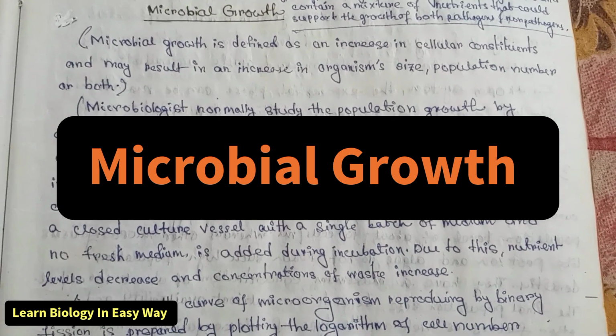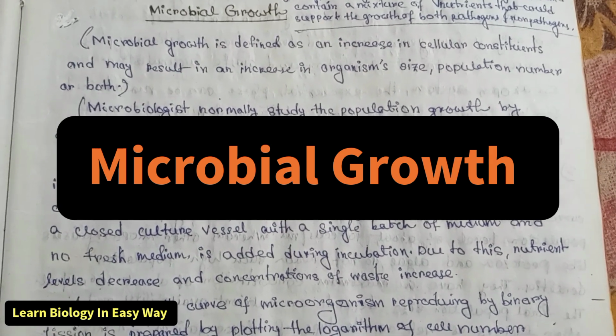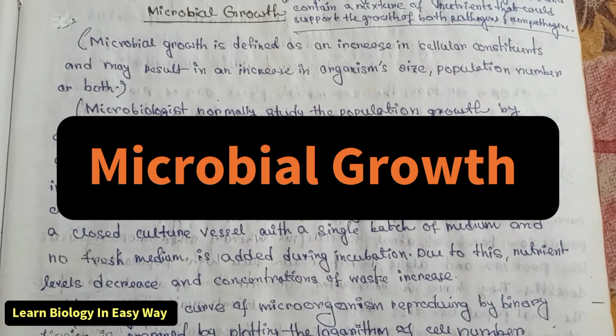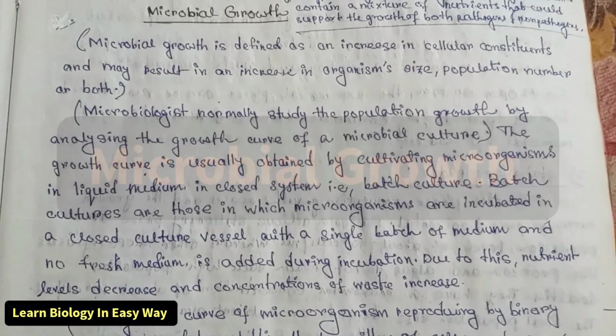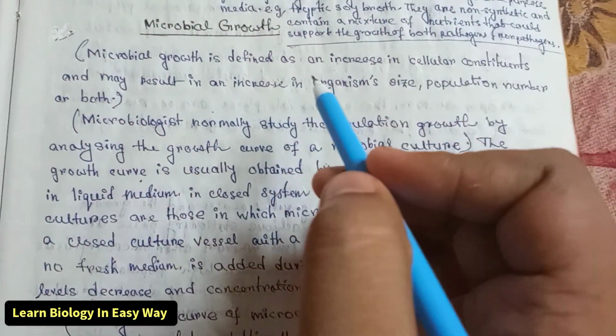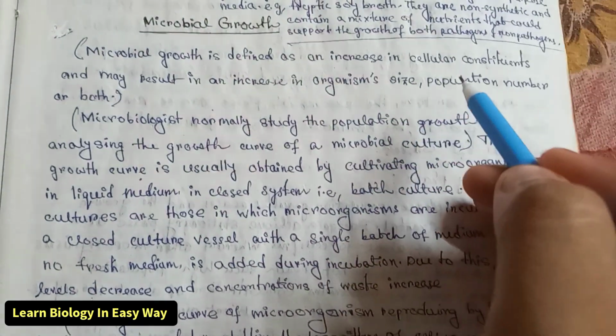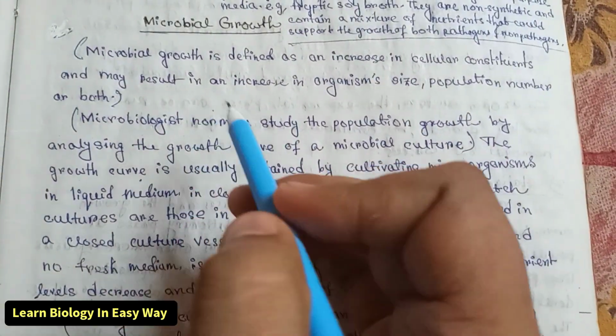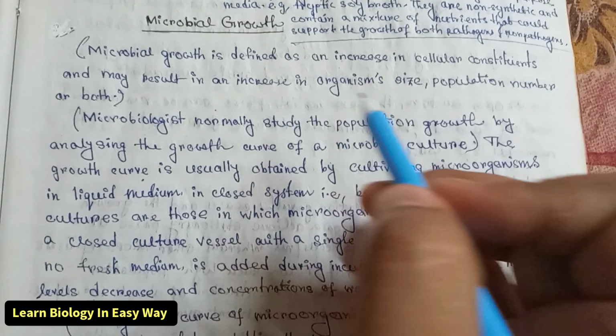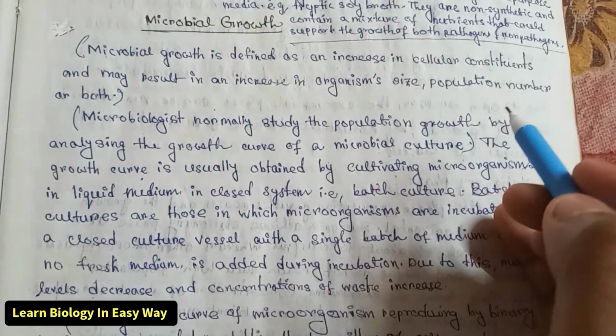In this video, I am going to discuss an important topic of microbiology, that is microbial growth. Microbial growth is defined as an increase in cellular constituents and may result in an increase in organisms' size, population number, or both.